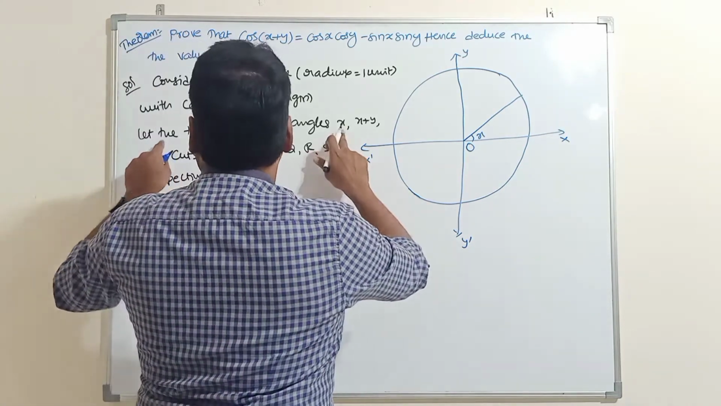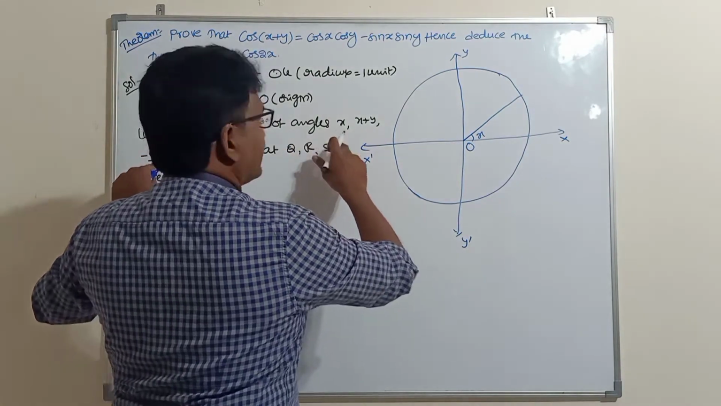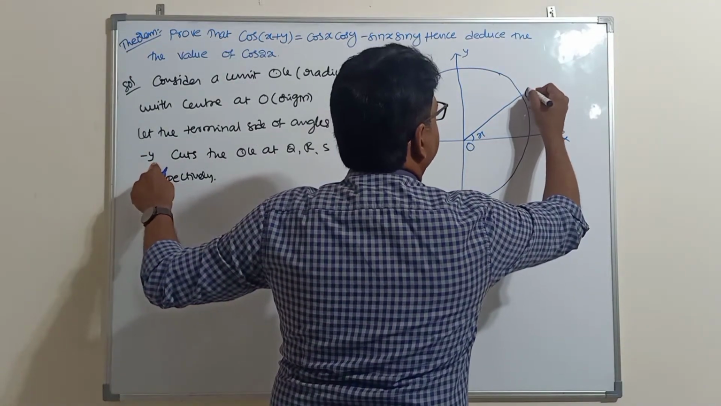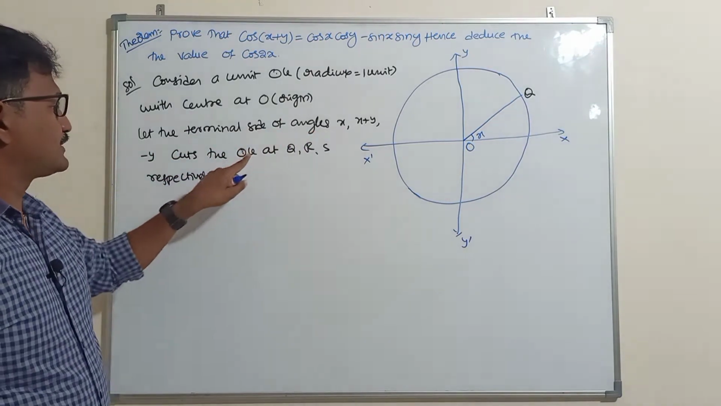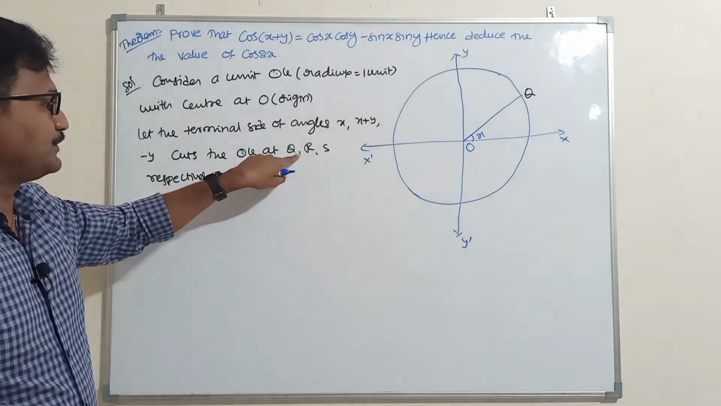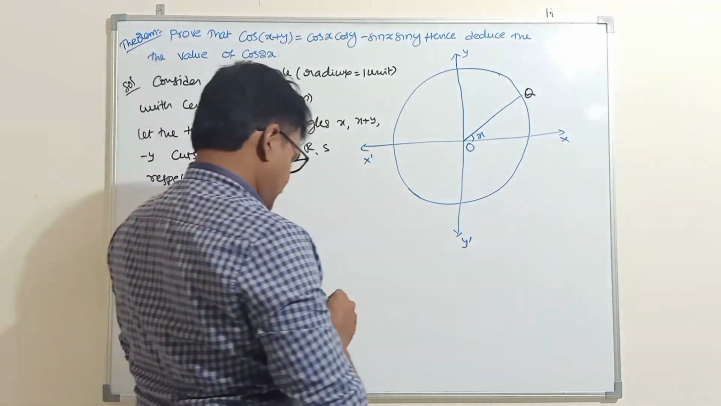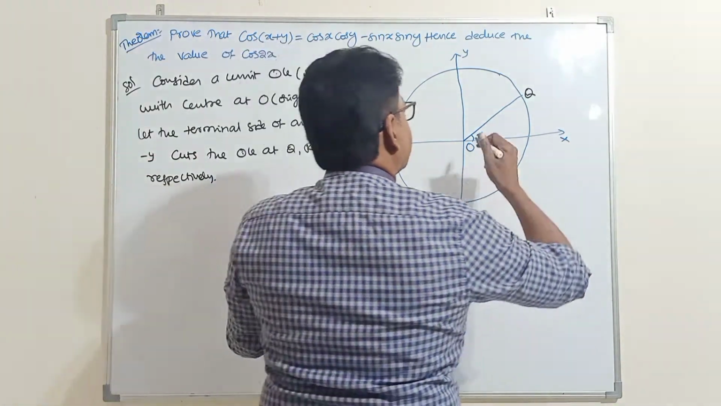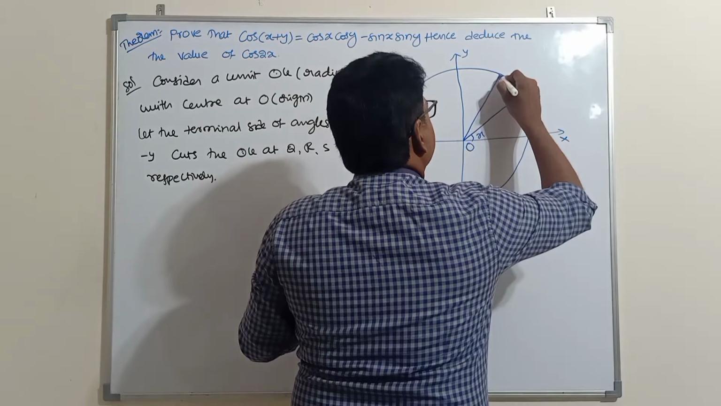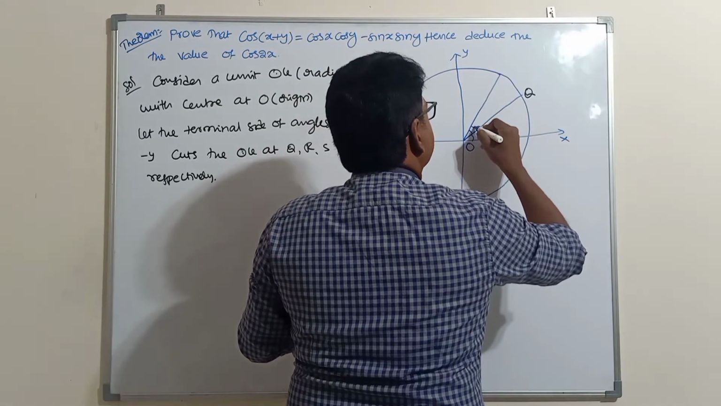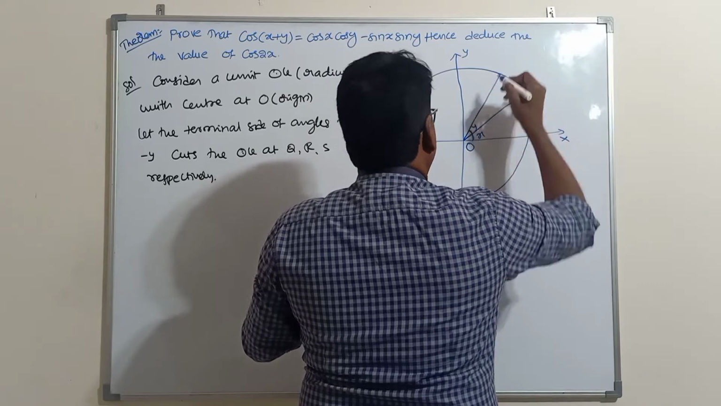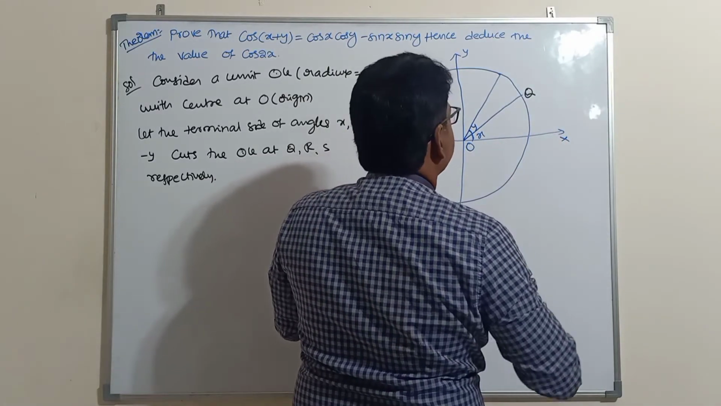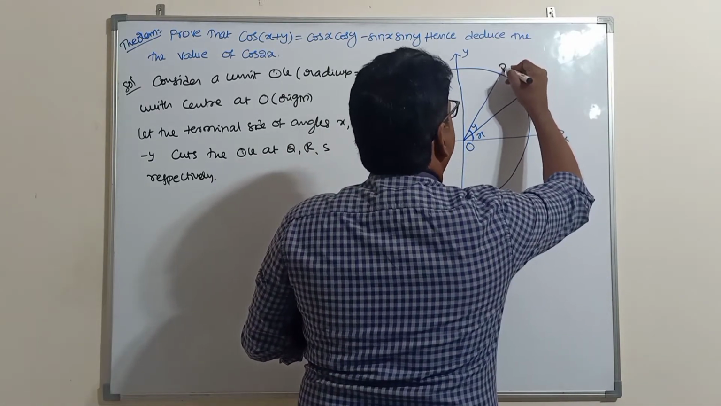So angle x, terminal side of angle x cuts the circle at Q. Next, x plus y. This is angle x and this is angle y. So total x plus y. Terminal side of angle x plus y cuts the circle at R.